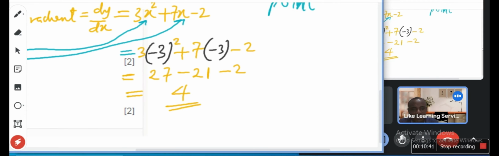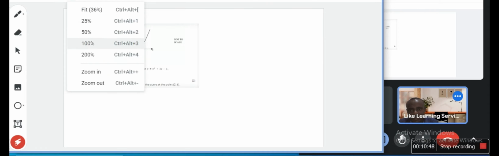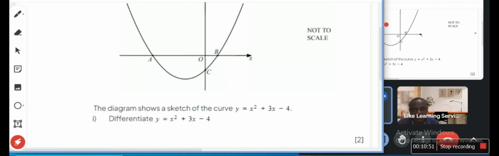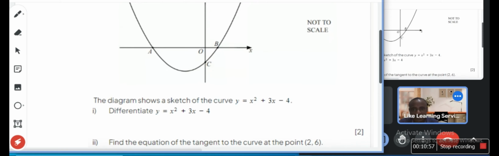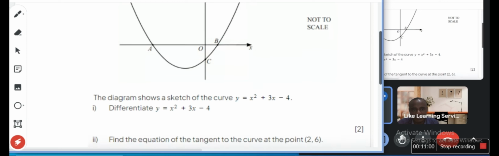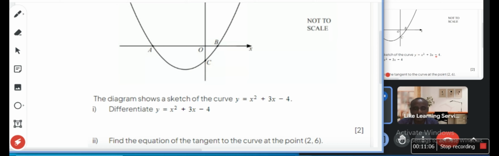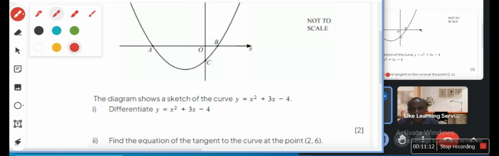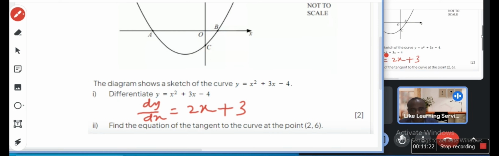Anyway, we will solve a question to illustrate this. Let me go forward. Let's go to this question. I like this one. It has something that will explain this. Can you read it? The diagram shows a sketch of the curve y is equal to x squared plus 3x minus 4. Differentiate: dy over dx gives 2x plus 3. Good. It says find the equation of the tangent to the curve at the point 2, 6.